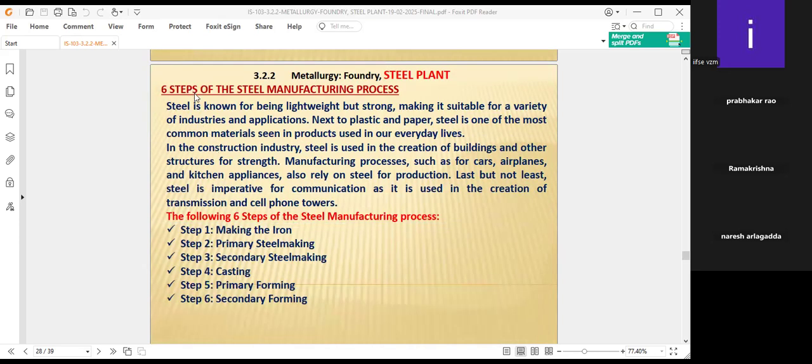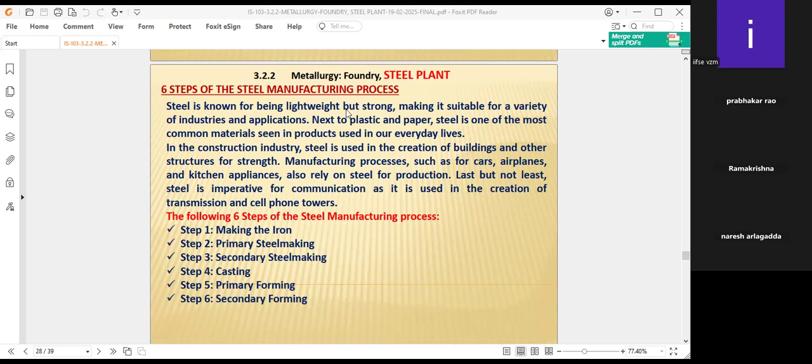There are six steps of the steel manufacturing process. There are many other steps, but as a safety officer, you should know that these steps are very important for your duties and responsibilities, if you are in a steel plant or any foundry or metallurgical process.